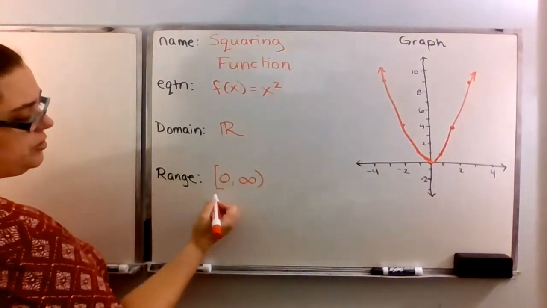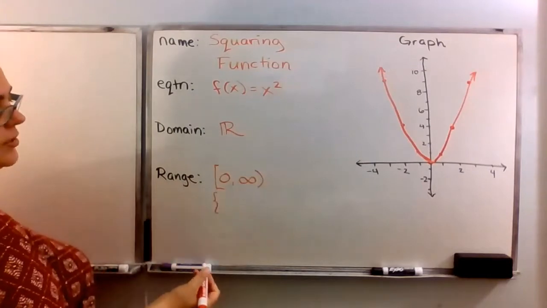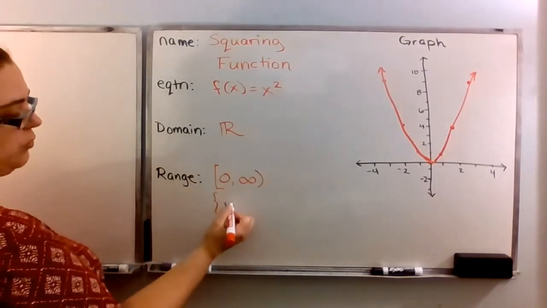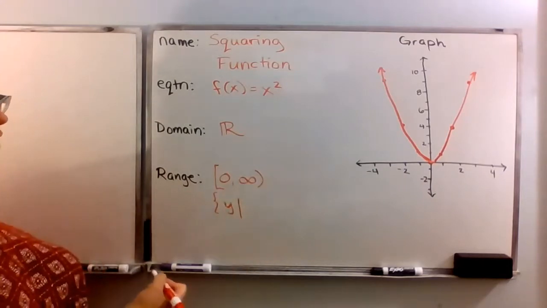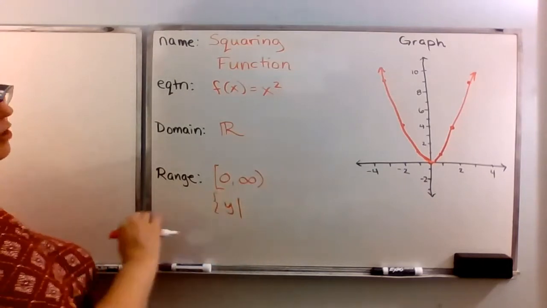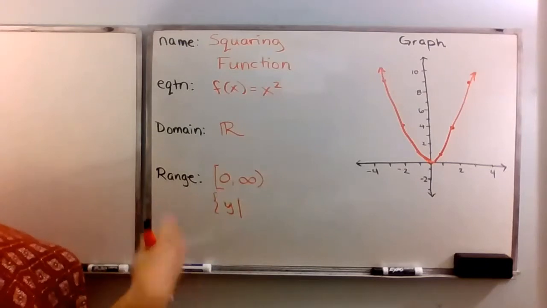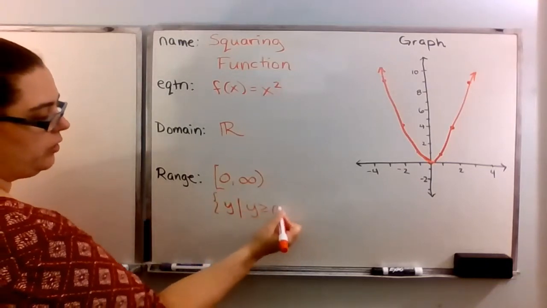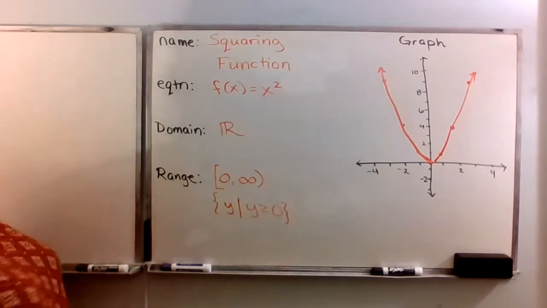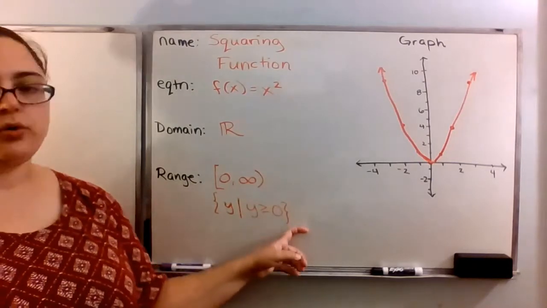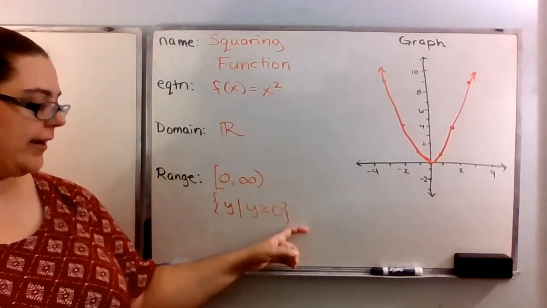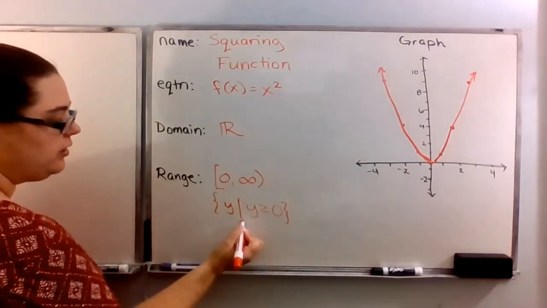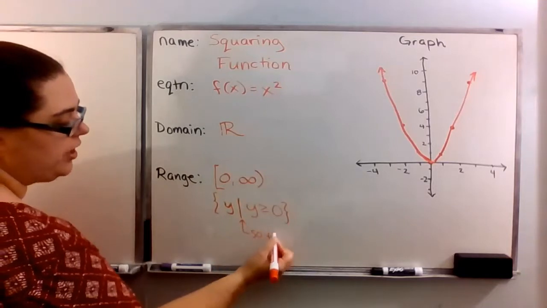Set builder notation starts out with a curly bracket or a brace. And it says the set of all, since we're doing range, let's use y, so that, and in this case, we have all y values that are greater than or equal to 0. So we have y is greater than or equal to 0. And then we close it up with a brace or curly bracket. So just a reminder, this vertical line means so that or such that.